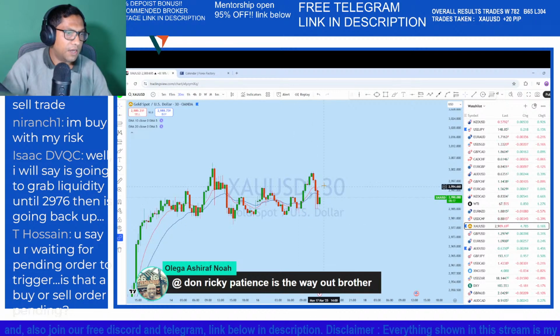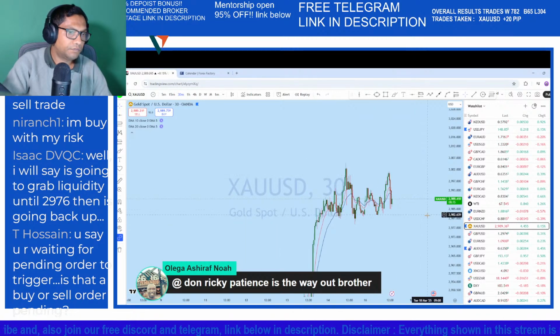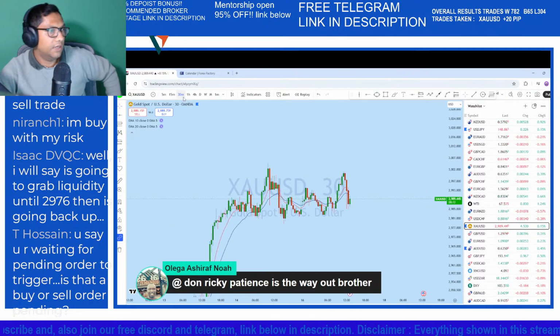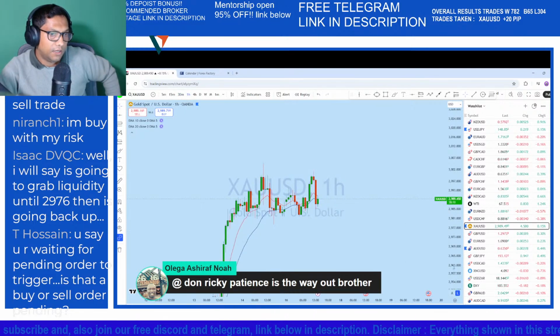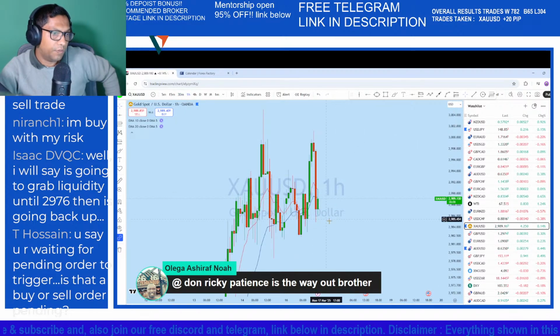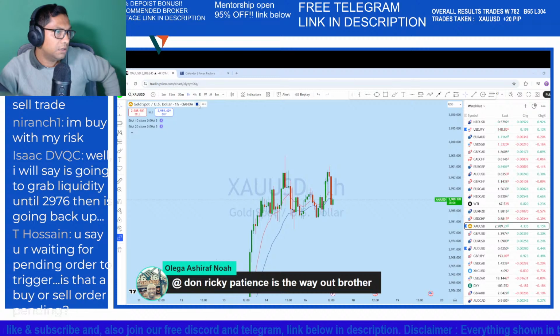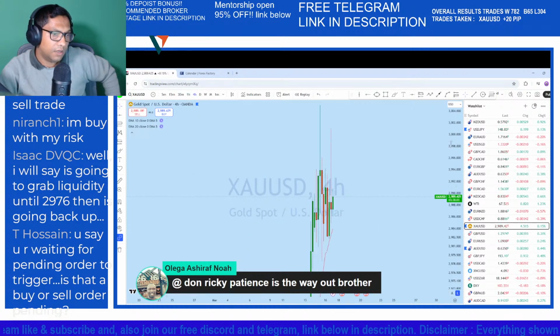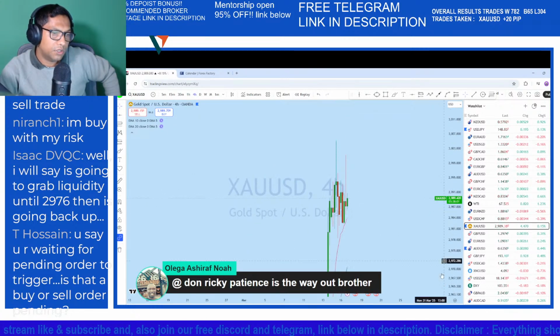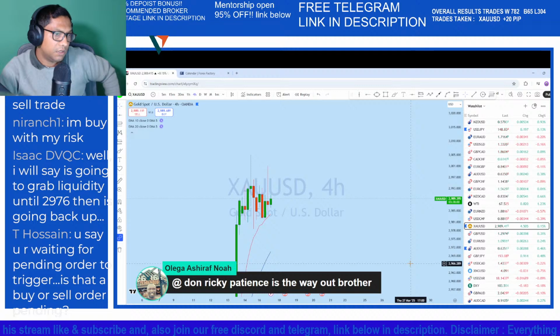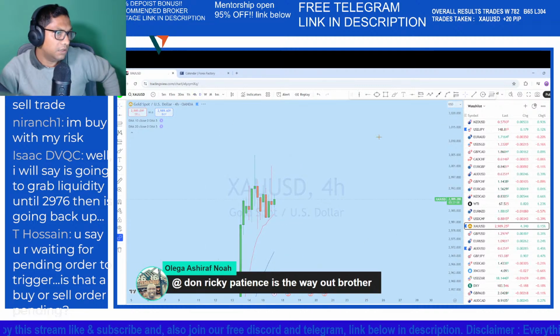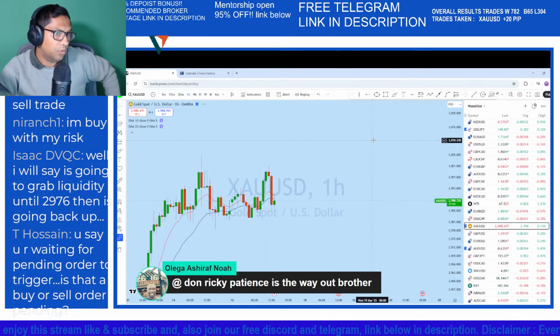Now if the market moves back up, so let's see 1 hour, big drop here to the support, 4 hour to the support, daily, 1 hour.